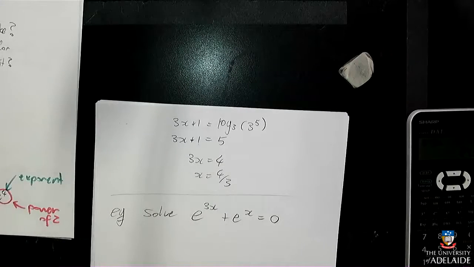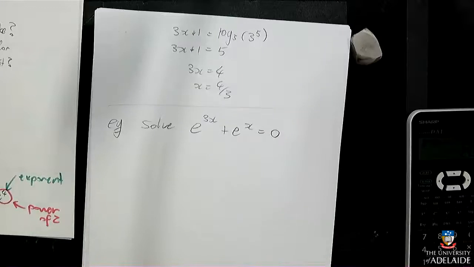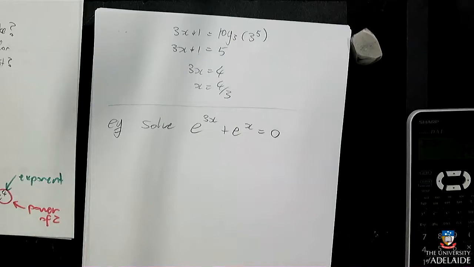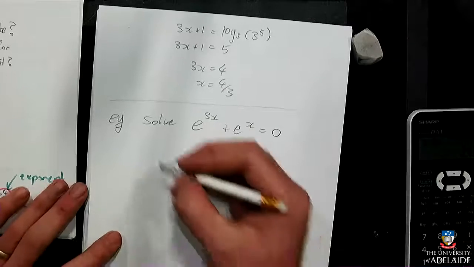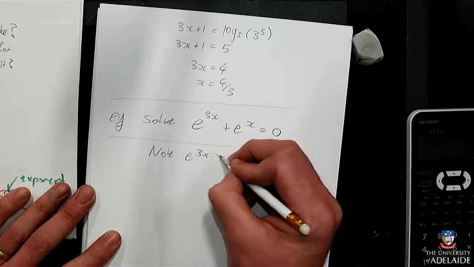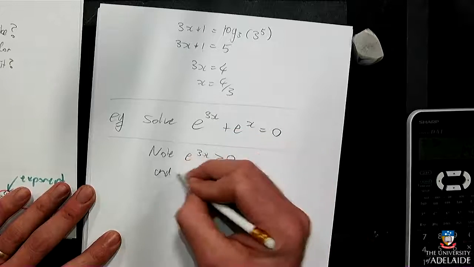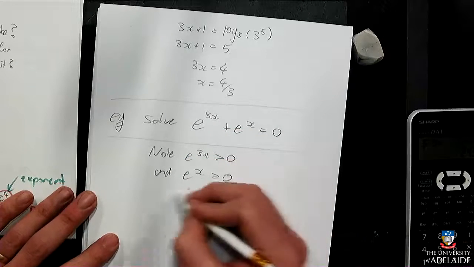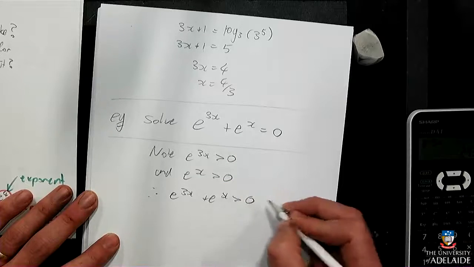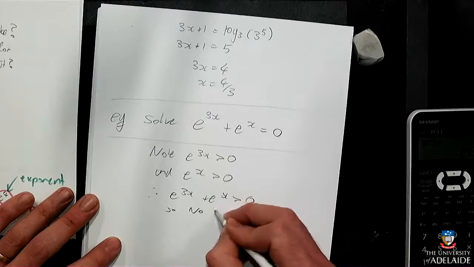If I'm going to solve this, I might notice that e to the anything is never 0, and if I add two positive things, I can't make 0. e to the 3x is greater than 0, and e to the x is greater than 0, so therefore e to the 3x plus e to the x is greater than 0. So there's no solutions.